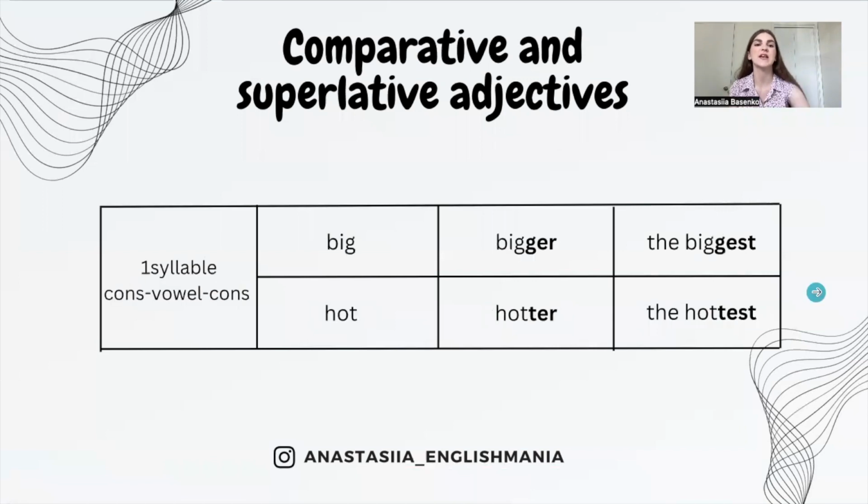If it is one syllable, but it has a closed syllable, so what does it mean? It has this pattern: consonant, vowel, consonant. Then we double the last consonant and add er or est. Big, bigger, the biggest. Hot, hotter, the hottest. To save our pronunciation, we do that.